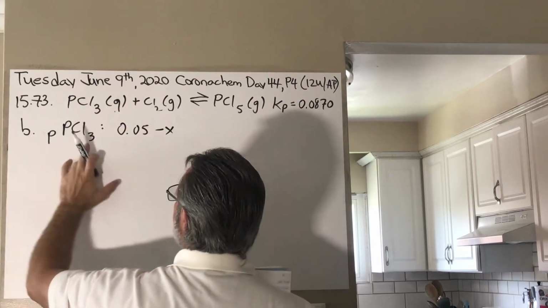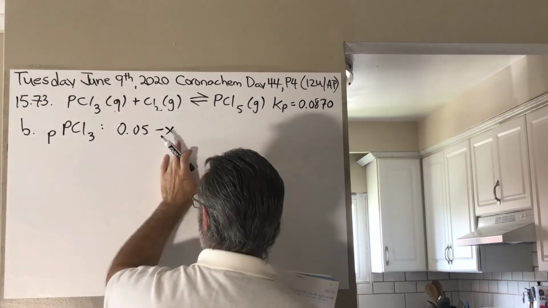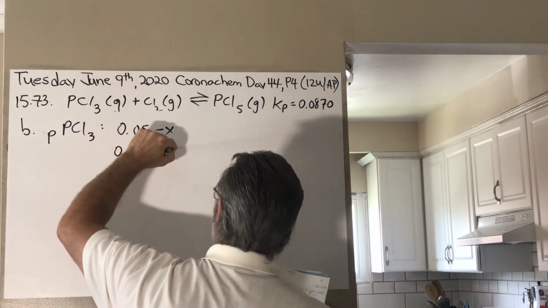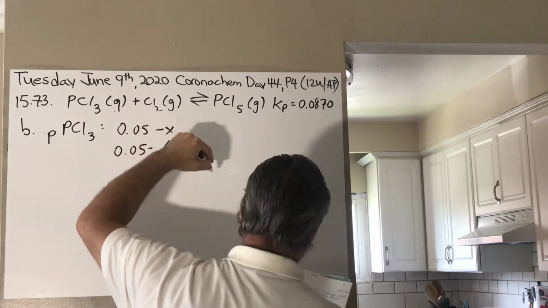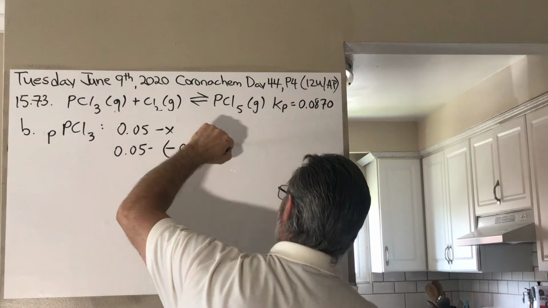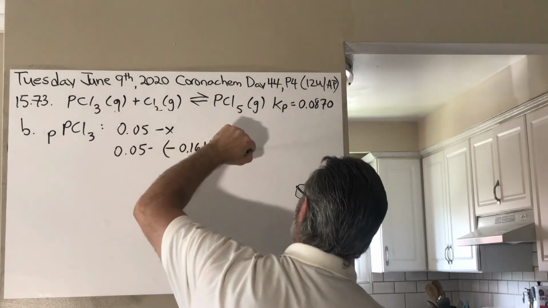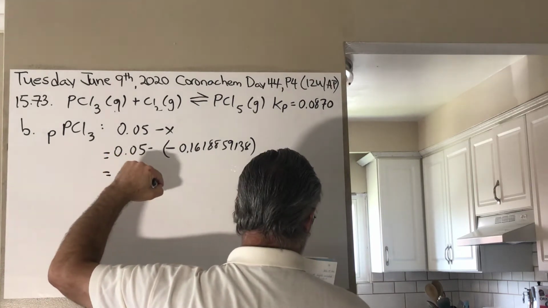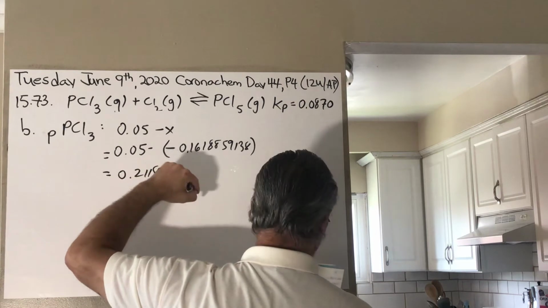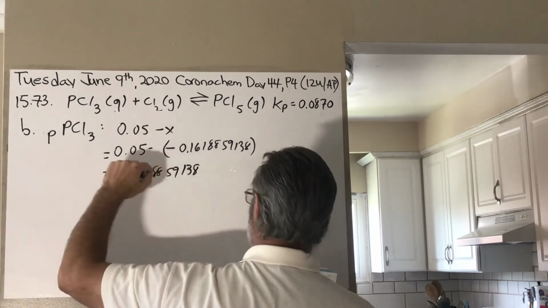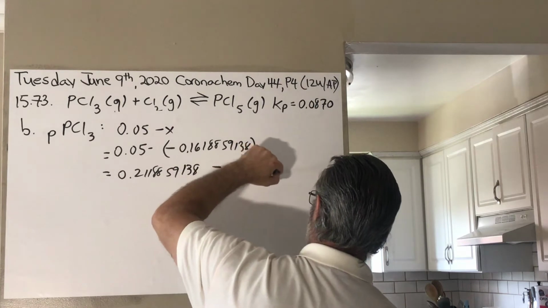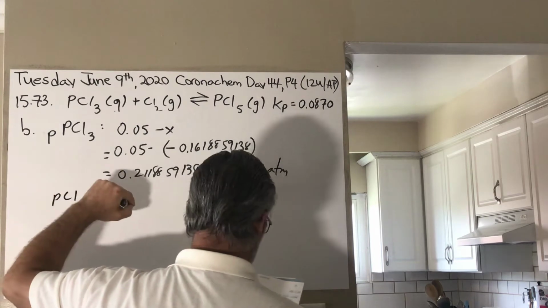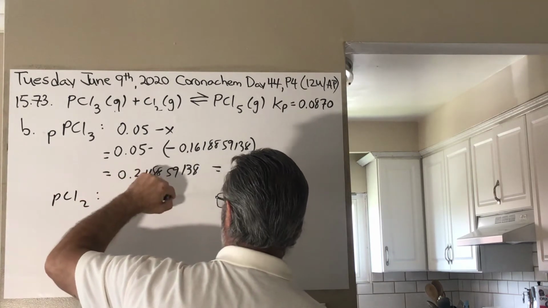So to find the PCl3 concentration, it starts off at 0.05, and I assume there was negative x, but x is a negative number, so when I plug in the number, you get this. Or 0.2118859, which you will round off to 0.21 atmosphere. So that's the pressure of the PCl3. PCl2 is going to be the same, 0.21. It's the same calculation. I'm not going to write it again.